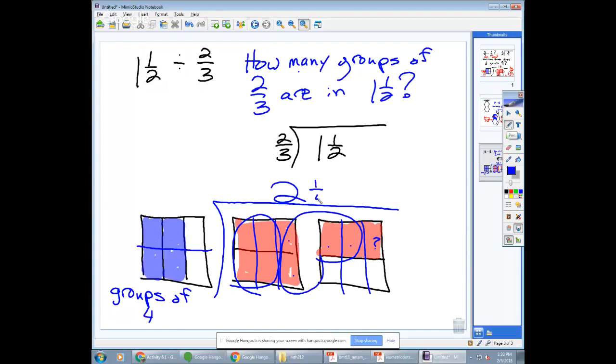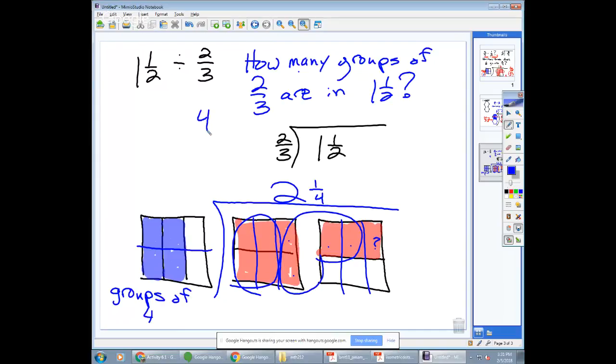Now I'm looking for groups of 4. I found one whole group of 4. I found another whole group of 4. And then I just got 1 out of the 4 I was hoping to find. So essentially, once I cut things up like this, I've turned my denominator up here into a thing called 4.